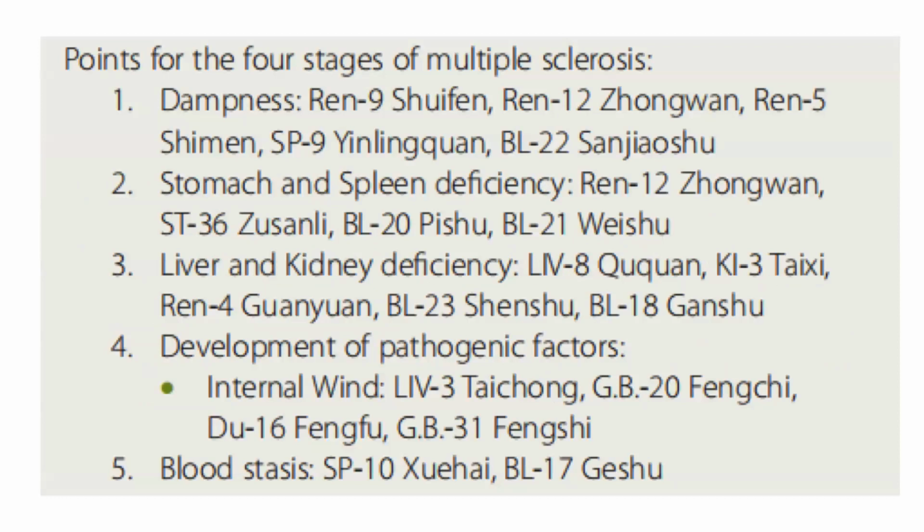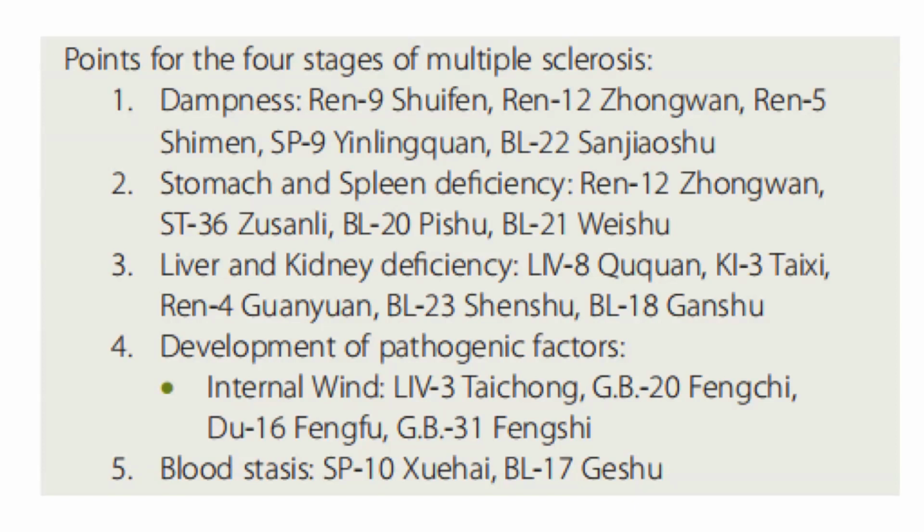Here we have points for the 4 stages of multiple sclerosis. In dampness, we may use REN9, REN12, REN5, spleen 9, and bladder 22. For stomach and spleen deficiency, we may use REN12, stomach 36, bladder 20, and bladder 21.